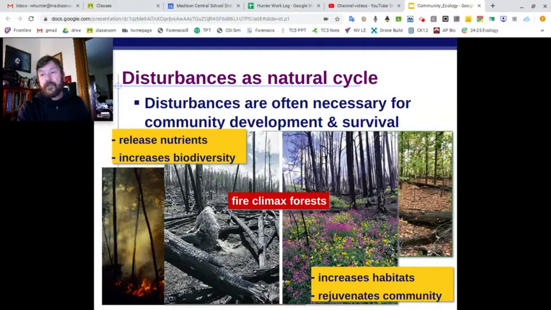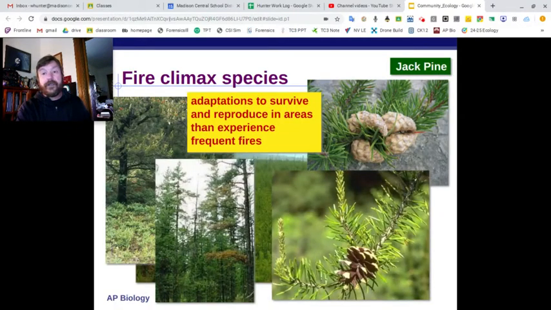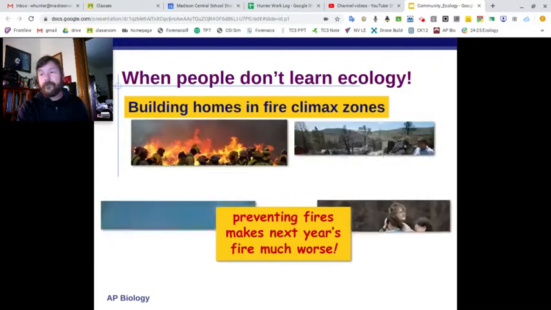It's really not a good thing that humans have chosen to build in these areas where these forest fires basically need to happen to rejuvenate the ecosystem. But unfortunately, they're desirable places for homes for some people. So these are some different types of pines that need fires in order to reproduce.